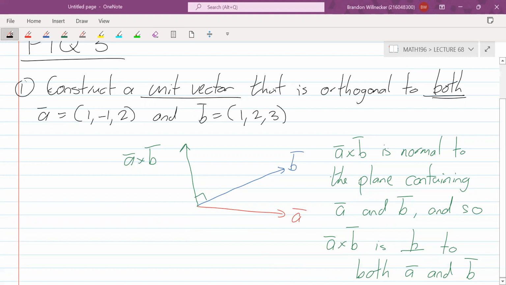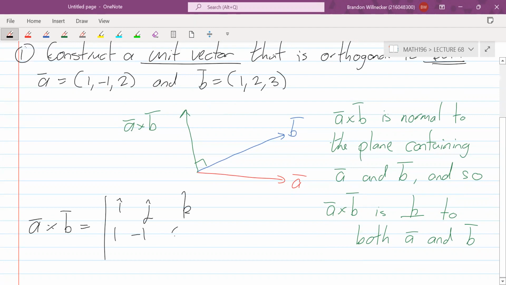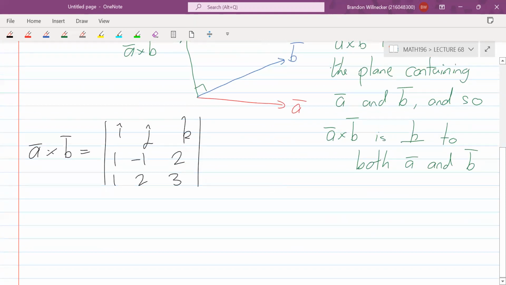We should all know how to take the cross product now. That is the determinant, where the first row is the i, j, and k unit vectors. So A cross B: first row is the i, j, k unit vectors. The second row we put down A, that's 1, -1, 2. And the third row we put down B, that's 1, 2, 3.